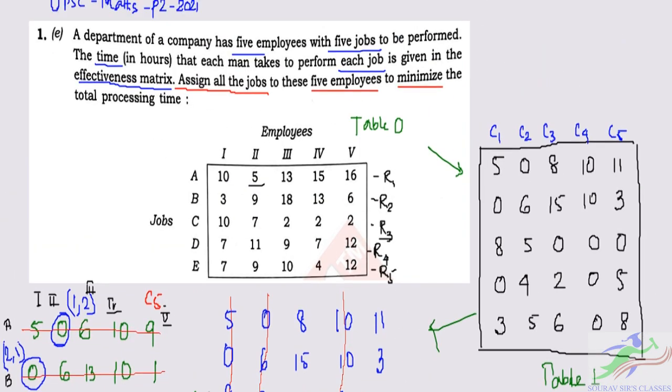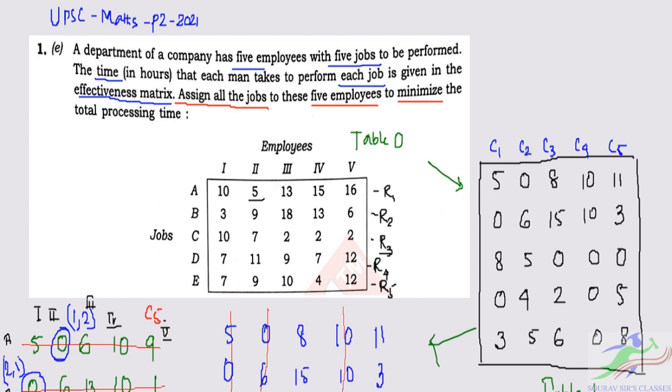So we have found that the minimized total processing time is 23, and we have solved question number 1e.